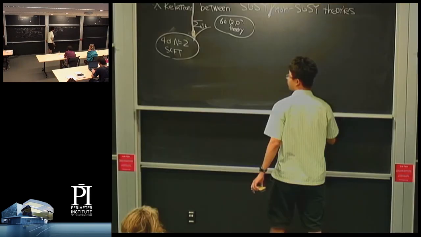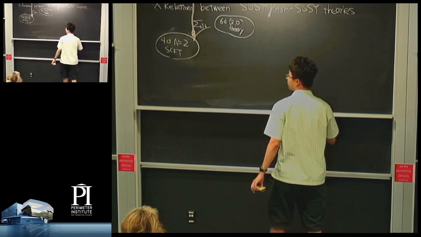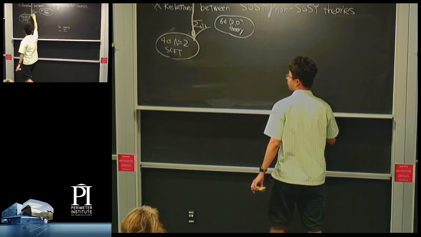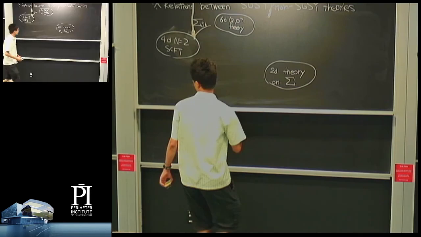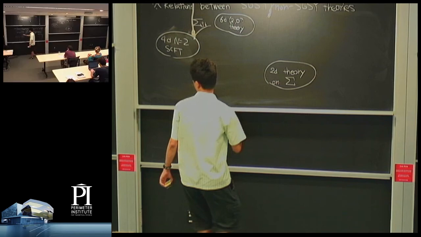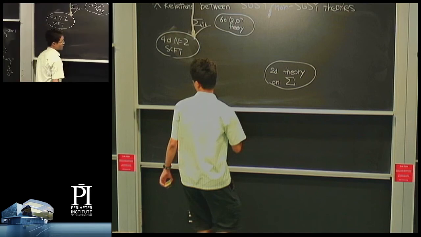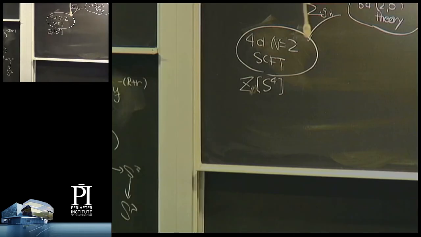Anyway, what's interesting about this is that there is a description of some of the quantities here in terms of a 2D theory on the Riemann surface. This Riemann surface is the same Riemann surface as here. So what kind of 2D theory do you have? That depends on what kind of quantities we are going to consider on this side. One quantity which you can consider is, for example, the partition function of this 4D theory on S4. And then the corresponding 2D theory is going to be Liouville theory.